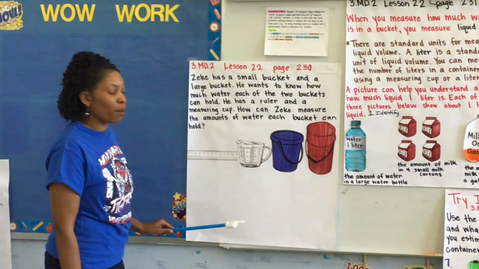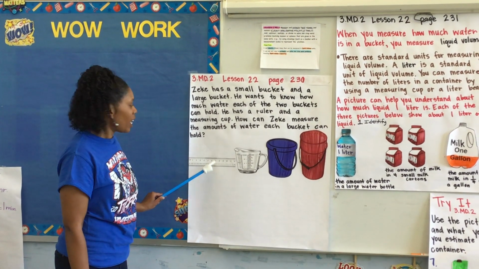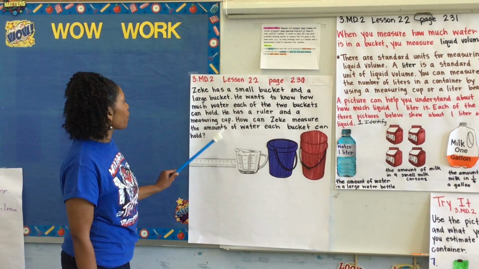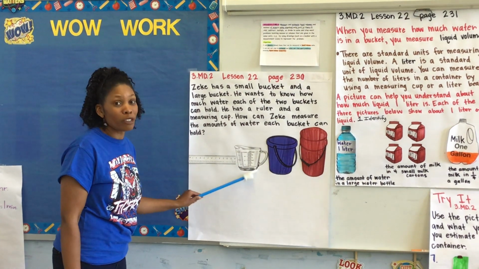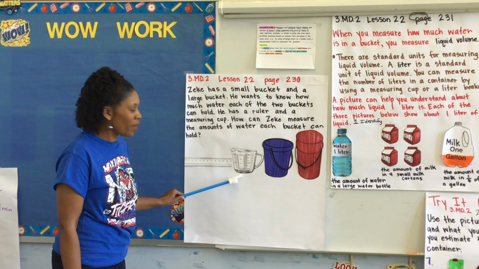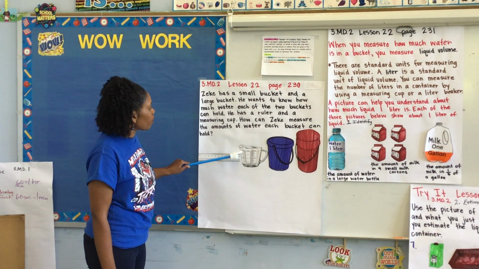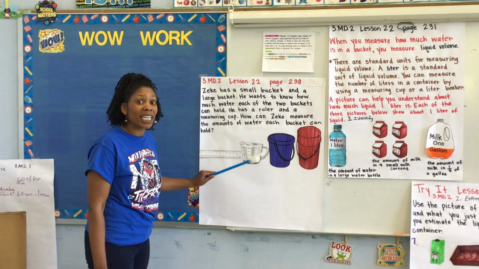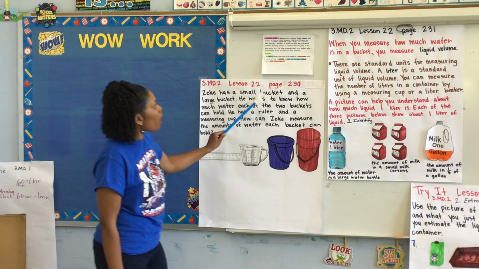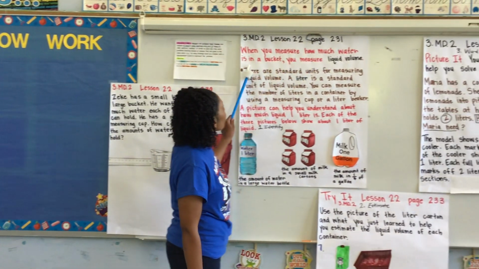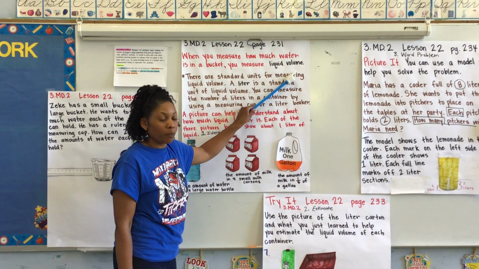So if we go back and think about a ruler, we should remember that rulers measure length. So therefore, if we're trying to figure out the amounts of water each bucket can hold, we should not use a ruler. We should use this, and this is called a measuring cup. In order to fill in these buckets, we can fill in these measuring cups up to the top and keep track of how many times we do that, and that would tell us the amount of water that each bucket can hold. So when you measure how much water is in a bucket, guess what you are measuring? You are measuring liquid volume.